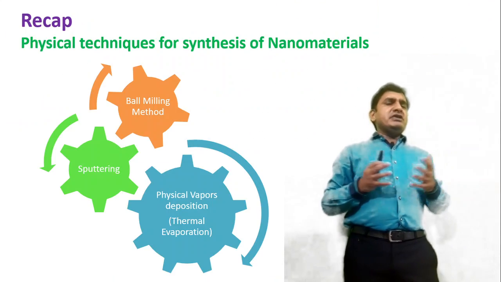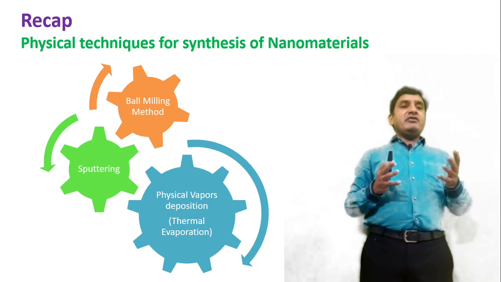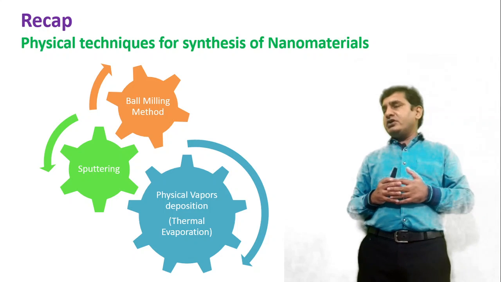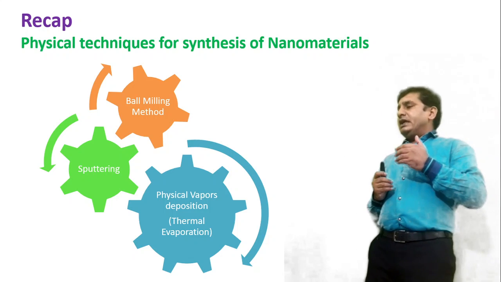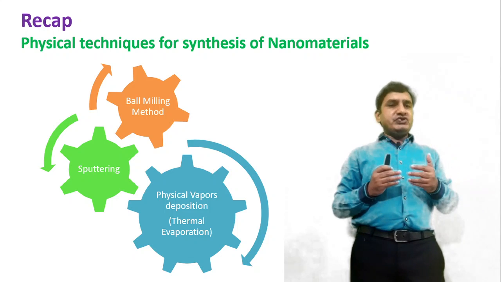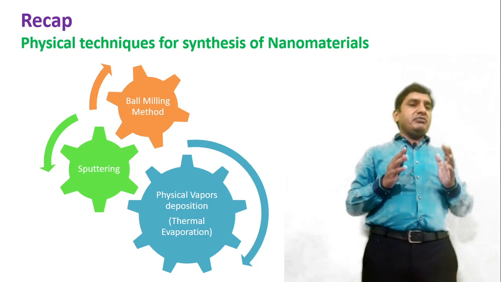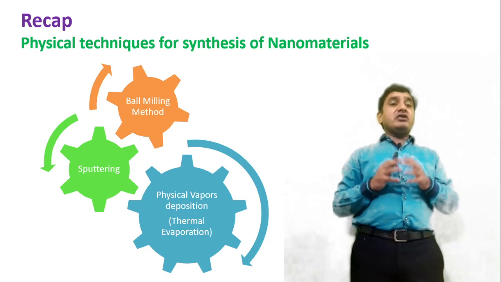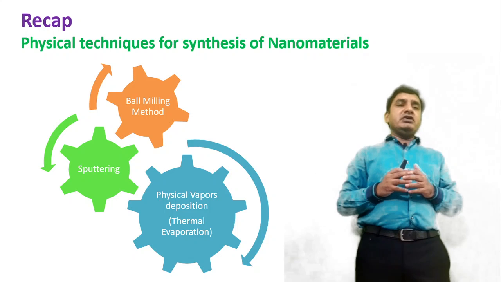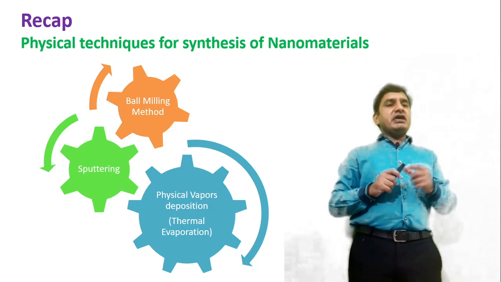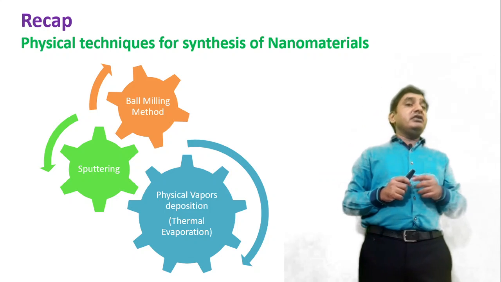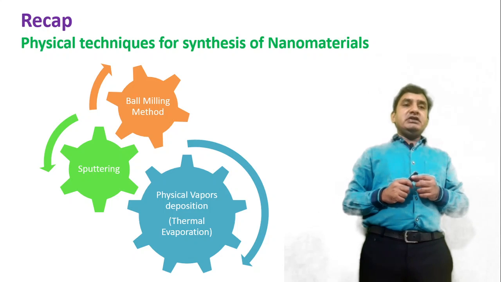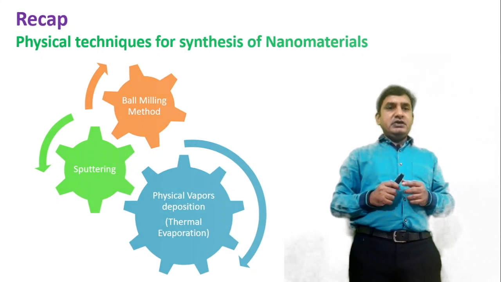In the previous lecture, we discussed physical vapor deposition. In that, the first is thermal evaporation, in which heat energy is used to evaporate the target material, and this evaporated material, or the vapor, is deposited on the substrate. The second technique is the sputtering technique. The next physical technique for synthesis of a nanomaterial is the ball milling method.